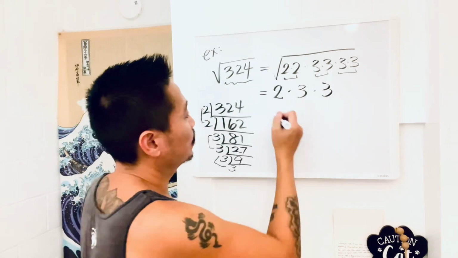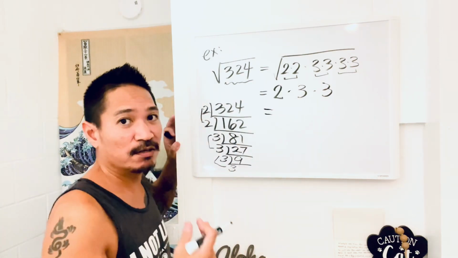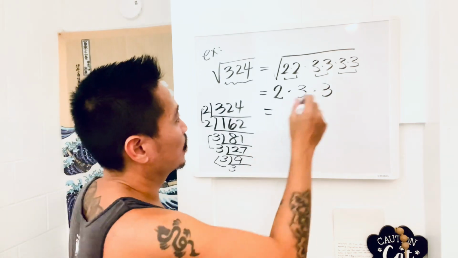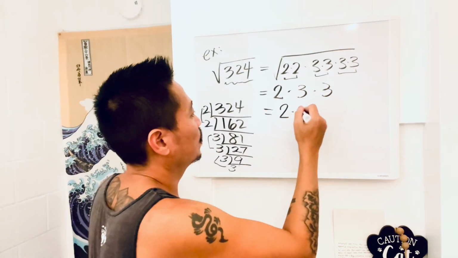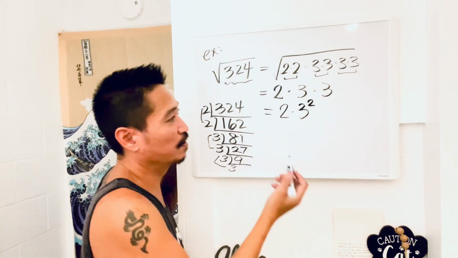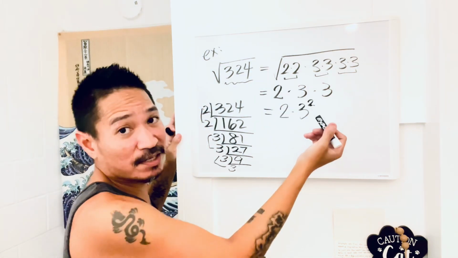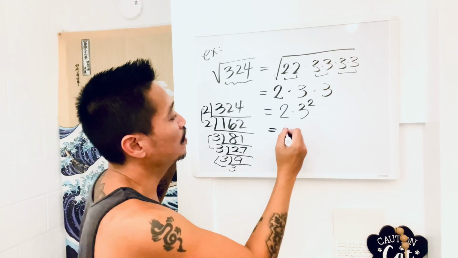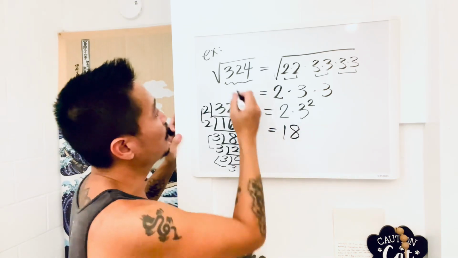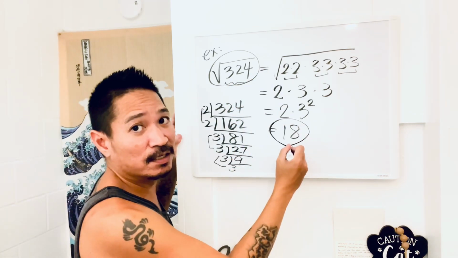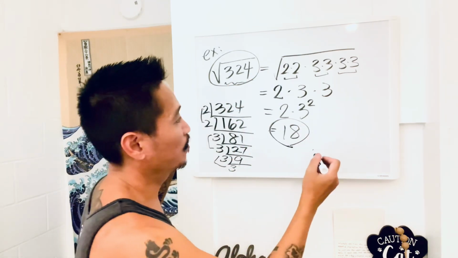So if your teacher says prime factorize, you have this deal. But 3 times 3 is 9, 3 squared is 9, 9 times 2 is 18. Which means the square root of 324 is 18. It's kind of cool.